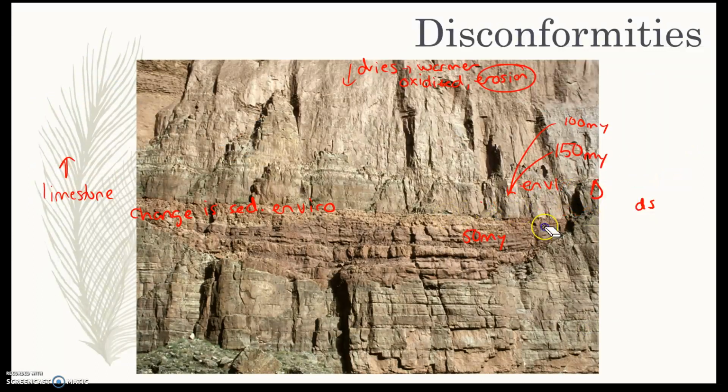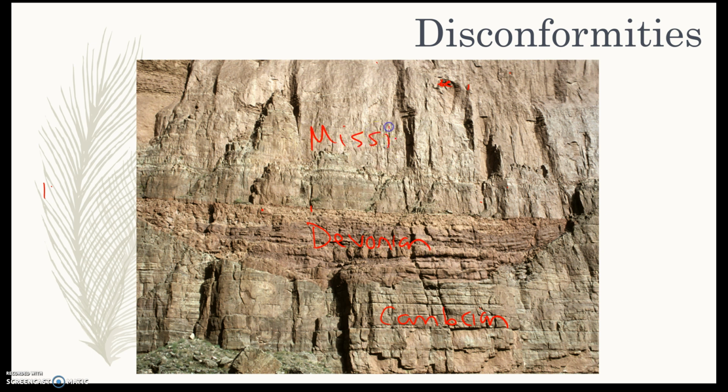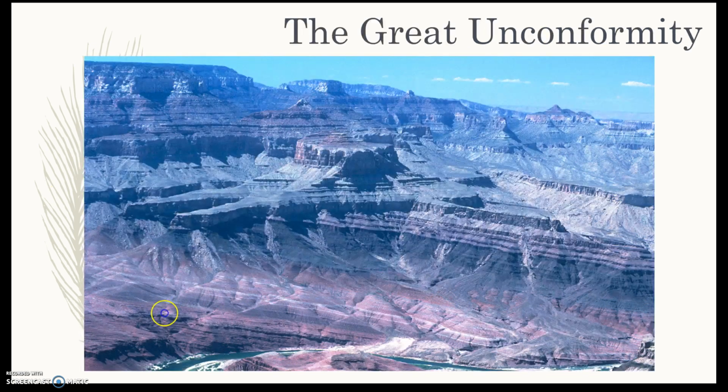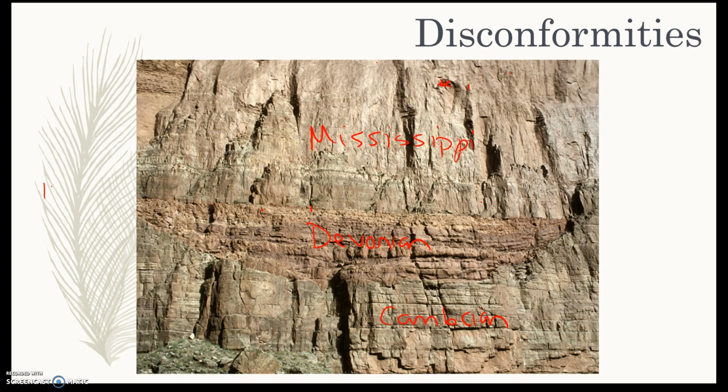This is an example here of a disconformity. There's sedimentary rocks on the bottom. You see here that's Cambrian limestone. Then you see some Devonian sedimentary rocks. And then above them, you see some Mississippian limestone. And it's hard to tell because we haven't, oh God, I can't spell Mississippian, we haven't really gotten into these exact time periods yet. But for now, you'll have to trust me that there is a gap in the record here.